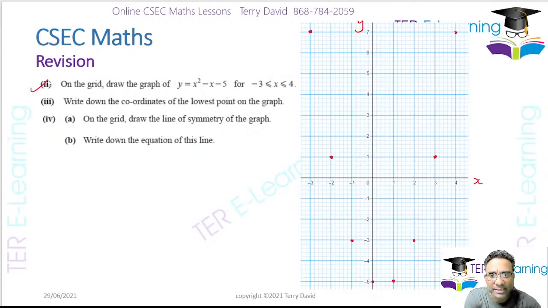Right? So the question is saying on the grid, draw the graph, right? And this here is what we call my domain. So your x value is going from -3 to 4. That is important when we are drawing graphs. You need to know what your domain is, right?